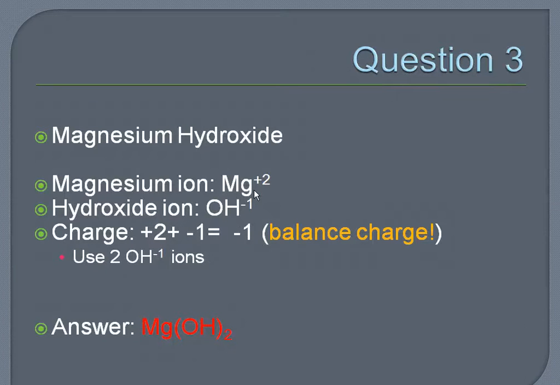Question 3. Magnesium hydroxide. A magnesium ion is Mg with a +2 charge. A hydroxide ion is OH -1. So let's see if the charges are balanced. If we have +2 and -1, we get a +1 charge, which is not balanced. So we would use two OH -1 ions so we could have a 0, which would give us a neutral charge. So remember, our answer would be Mg(OH)2, with parentheses, meaning that OH as an ion has a -1 charge and that we need 2 of it to balance with the +2 charge of magnesium.